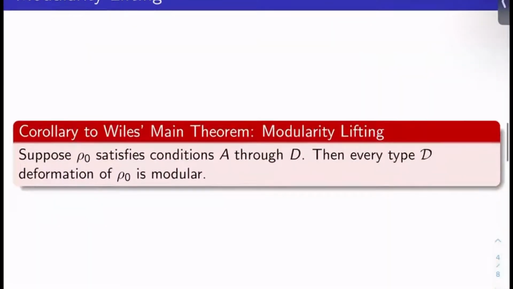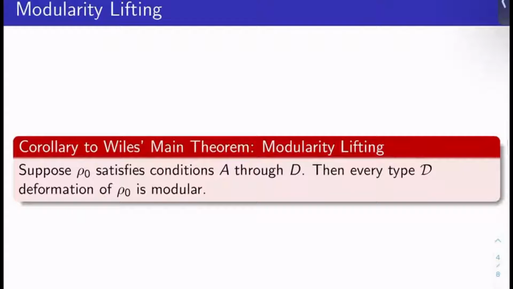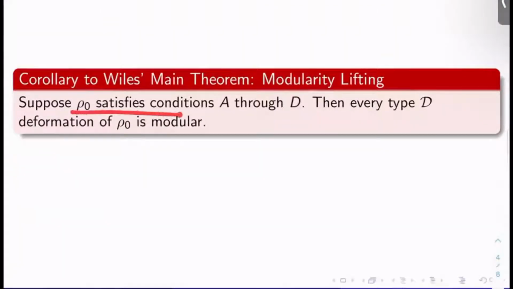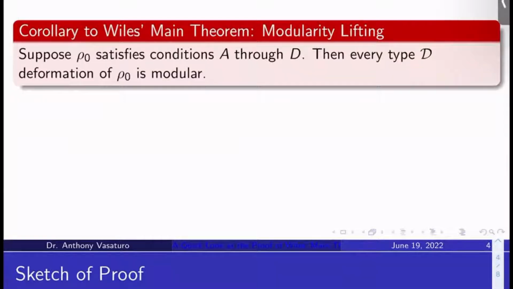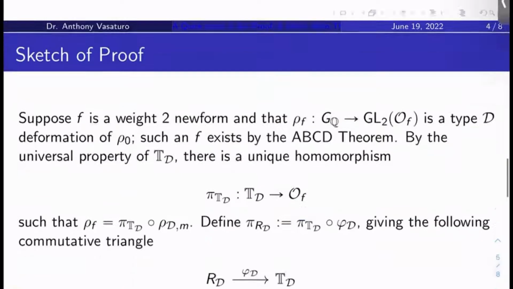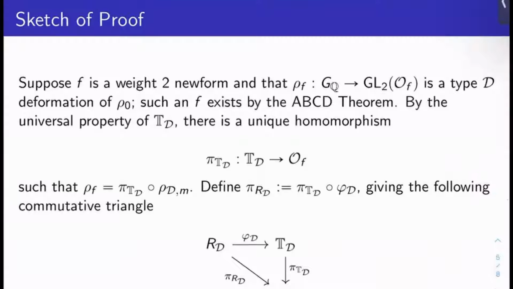And then just very quickly to review, a corollary to this is that if rho naught satisfies conditions A through D, then every type D deformation of rho naught is modular. And over the next couple of videos, we'll be looking at how to use that fact to finish off the proof of Fermat's last theorem. Let's look at a sketch of the proof of Wiles' main theorem first.